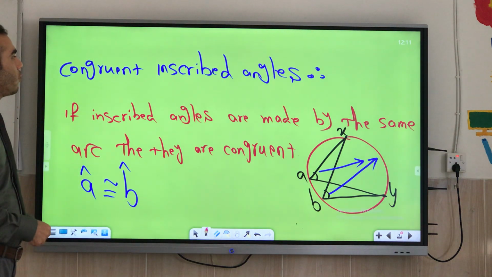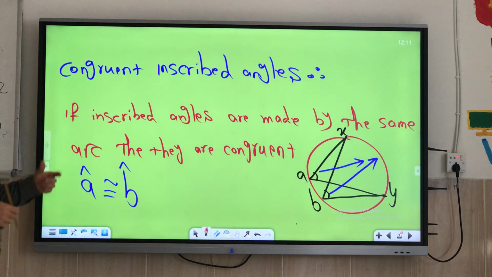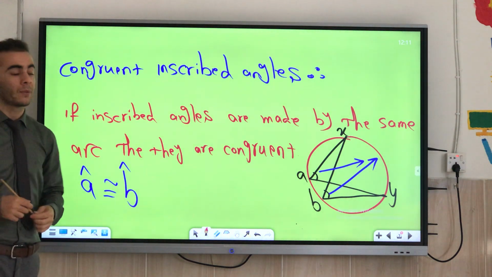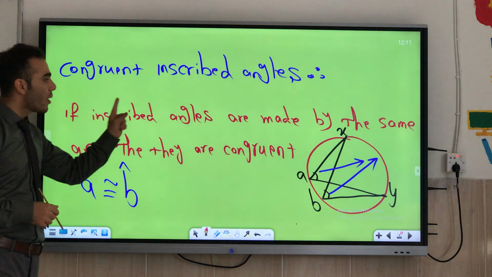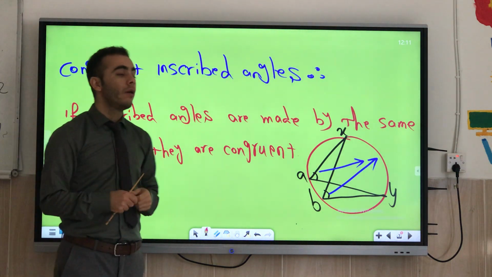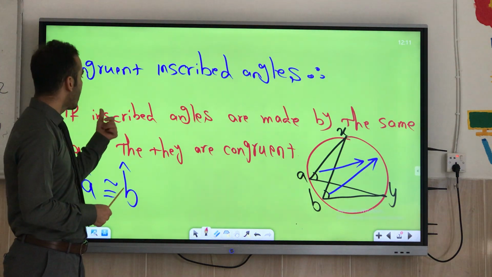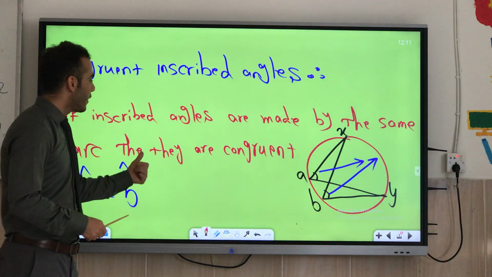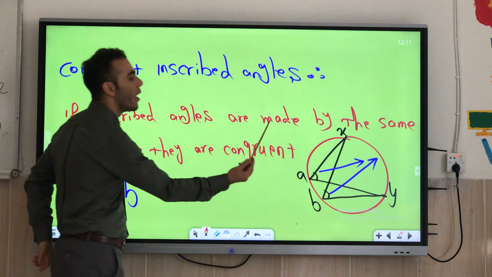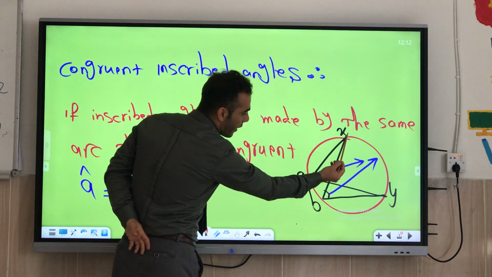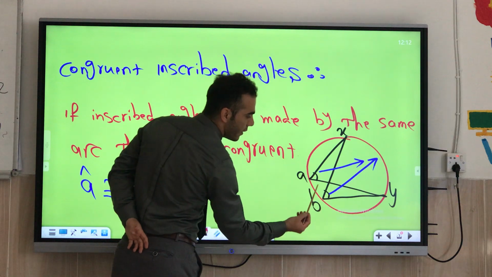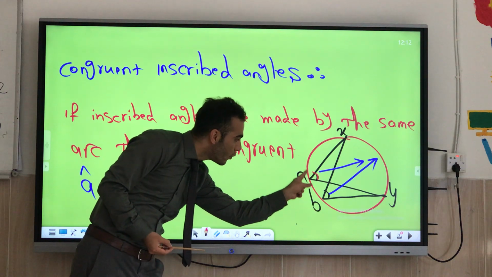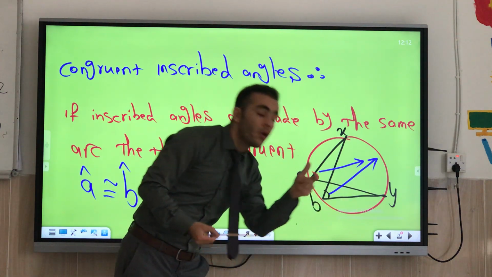We have one more matter that we need to discuss regarding inscribed angles, which we call congruent inscribed angles. If we have more than one inscribed angle, and the inscribed angles are made by the same arc, then they are going to be congruent. Look at that shape, guys. The angle XAY is an inscribed angle. Why? Because the vertex is on the circle and the sides are chords of the circle.